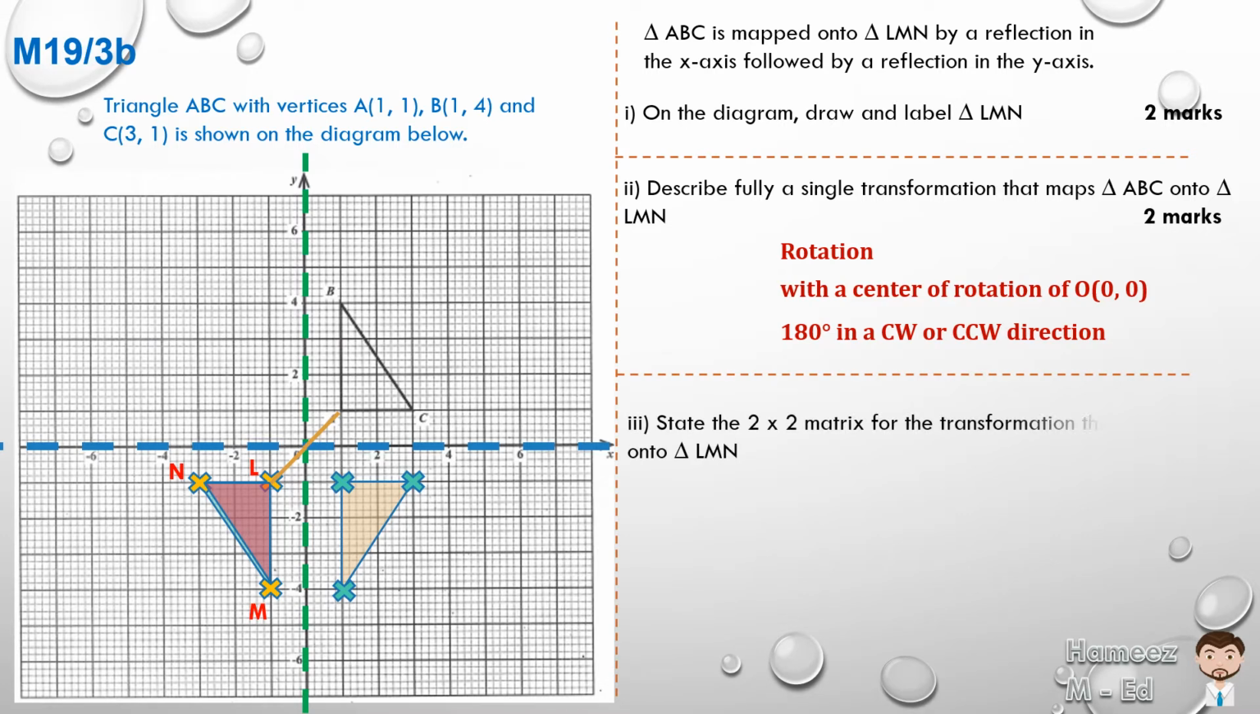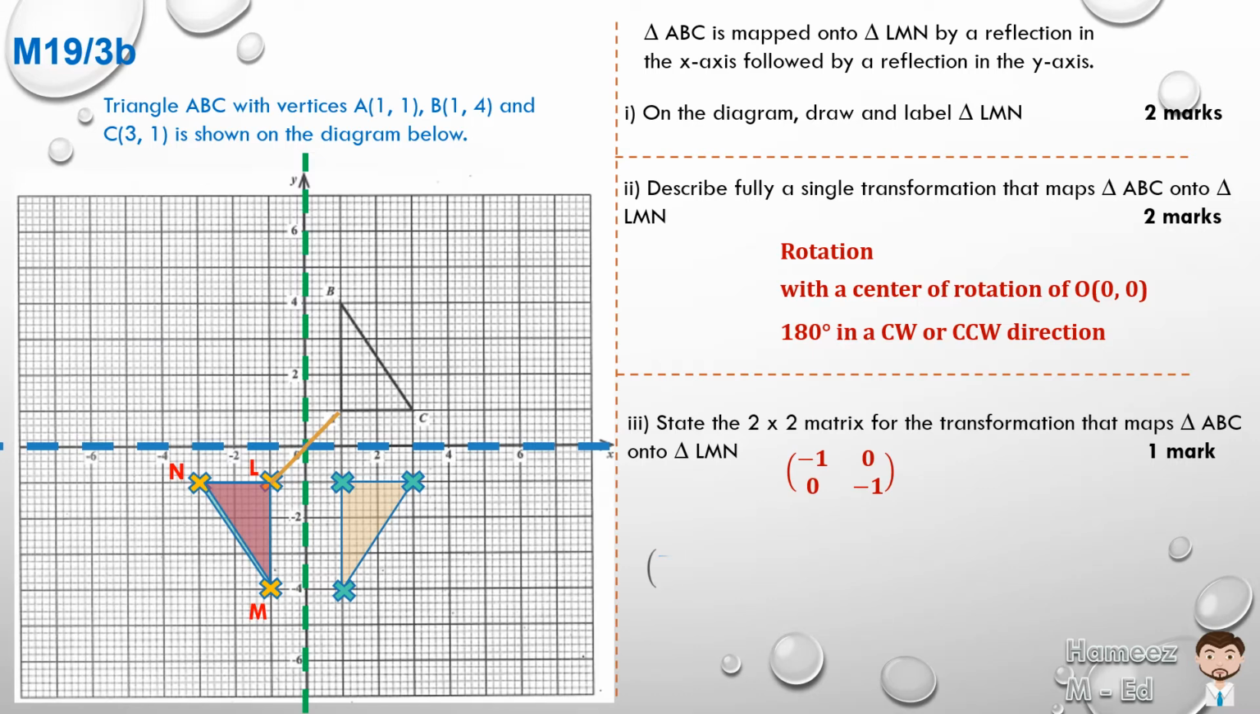State the 2x2 matrix for the transformation that maps triangle ABC onto triangle LMN. And that's simply minus 1, 0, 0, minus 1. And that's enough for the solution. But let's go through it. If we look at all the values, the x and y coordinates of ABC, and compare them to LMN, what is happening is that each of the x and y coordinates becomes the negative value of it.